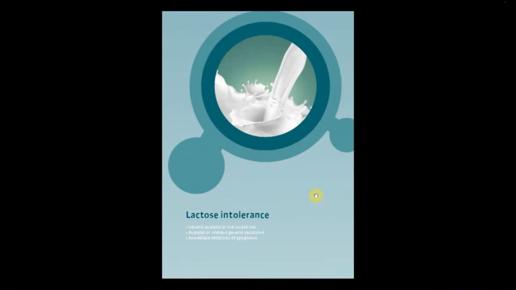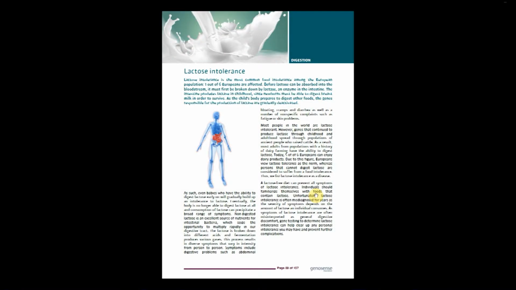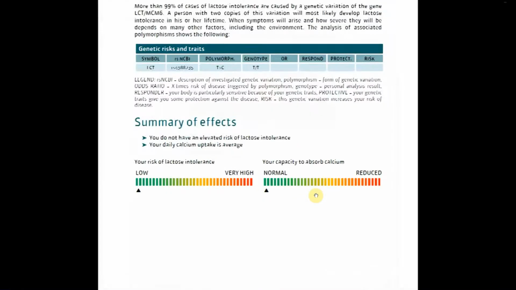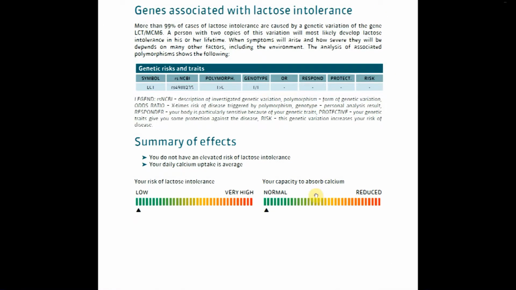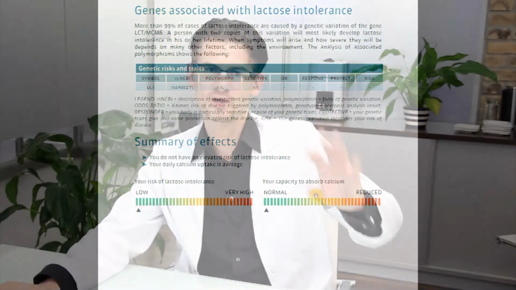Okay, lactose intolerance we've already spoken about. So again, you can read up on it. Here, this is the one gene. Your risk of lactose intolerance is very low or might be very high. This is a very common food intolerance, by the way. 20%, one in five people of the European population is lactose intolerant. They have a genetic variation that does not allow them to drink milk in adulthood.